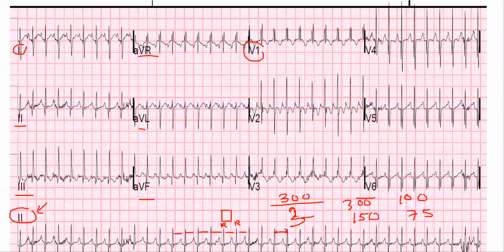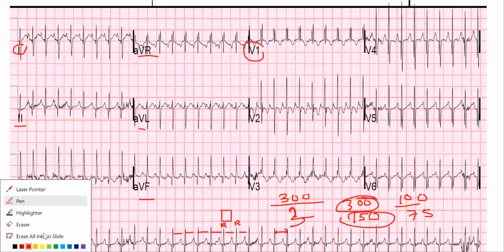Now, do we need to do this math in the exam? No, because we know that if there is one large square, then the heart rate is 300. If there are two large squares, heart rate is 150. If there are three large squares, then 100. So you can just memorize these numbers. Then it's not very hard to say what the heart rate is. Heart rate measuring is very easy if the rhythm is regular.